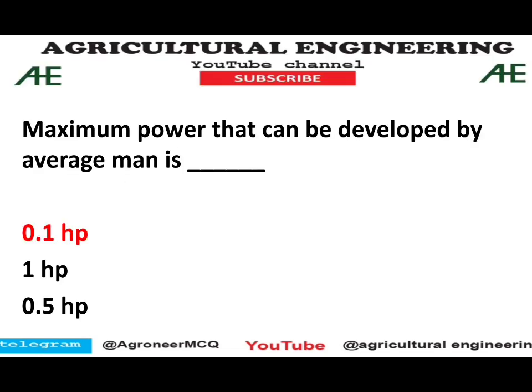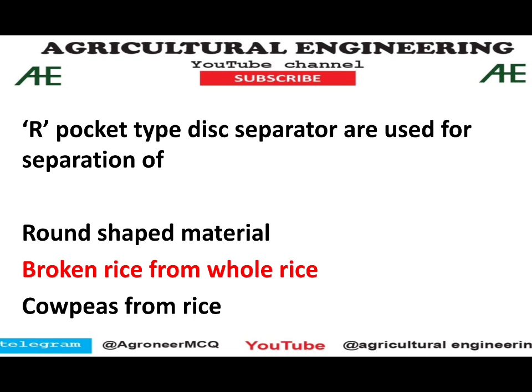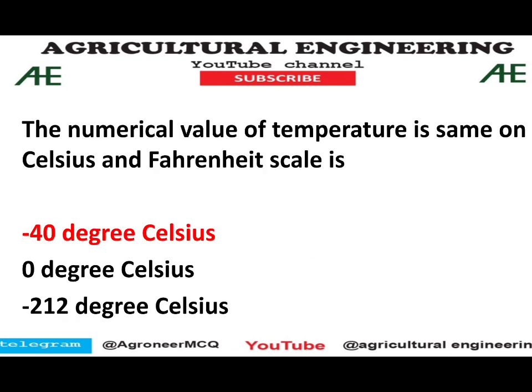The maximum power that can be developed by an average man is 0.1 horsepower. Air pocket type disc separators are used for separation of broken rice from whole rice. The numerical value of temperature that is the same on Celsius and Fahrenheit scales is minus 40 degrees Celsius.